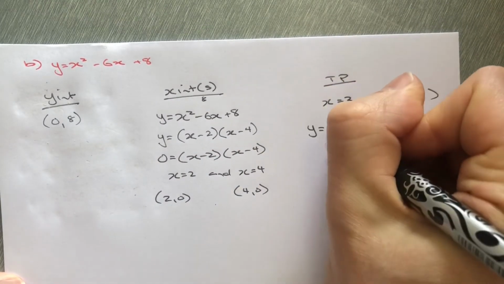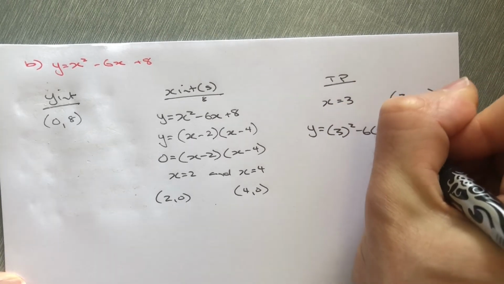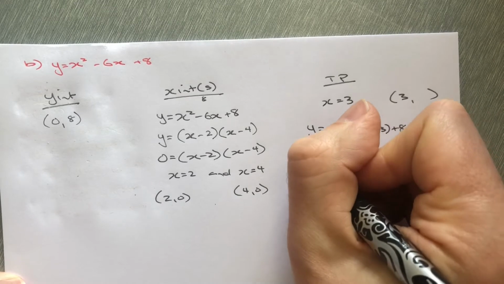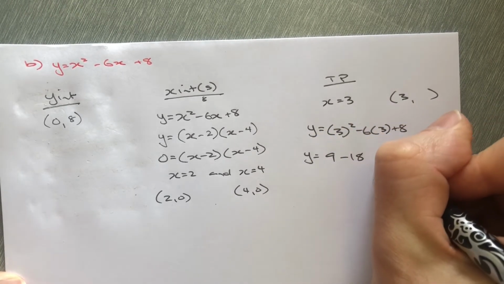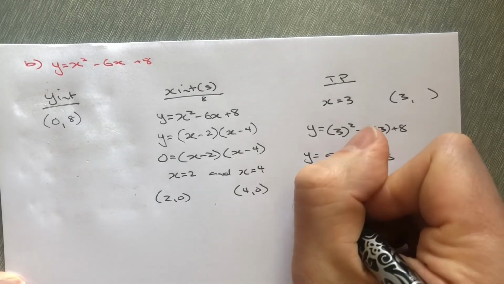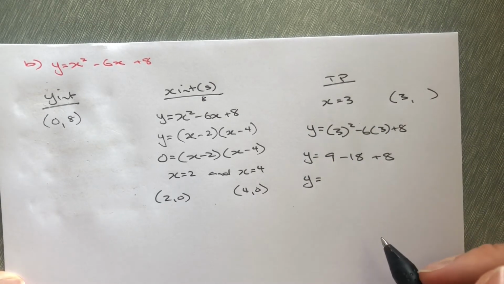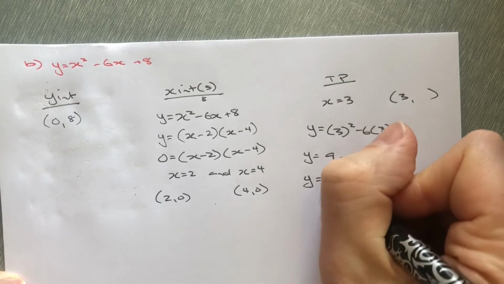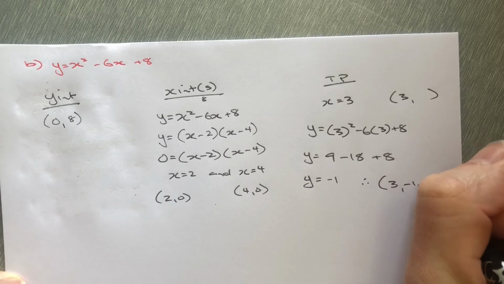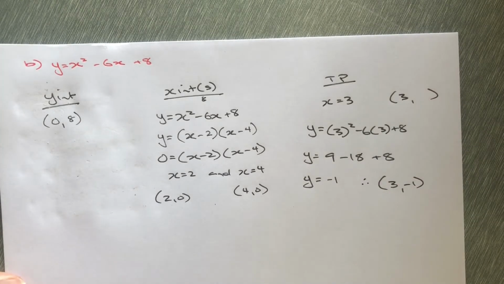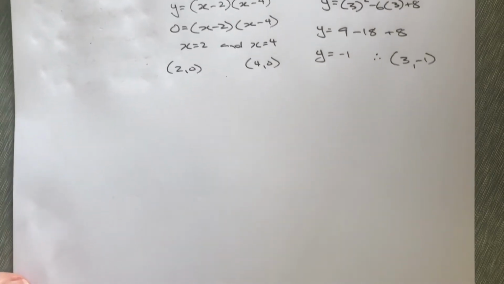So let's do it. If x is 3, let's see what it gives us. So we've got 9 minus 18 plus 8. So y, it looks like it is minus 1. Yep, minus 1. So therefore, where x is 3, y is minus 1. And that's the turning point. Here's all the info we need. So let's just start connecting those dots.